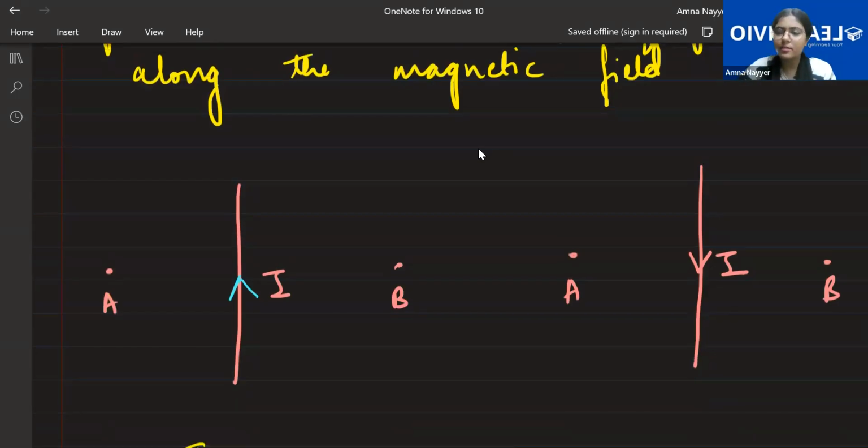This method is quite simple. You take your palm, the right hand, and you put it along the direction of the current. Wherever the current is moving, you put it along the direction of current.